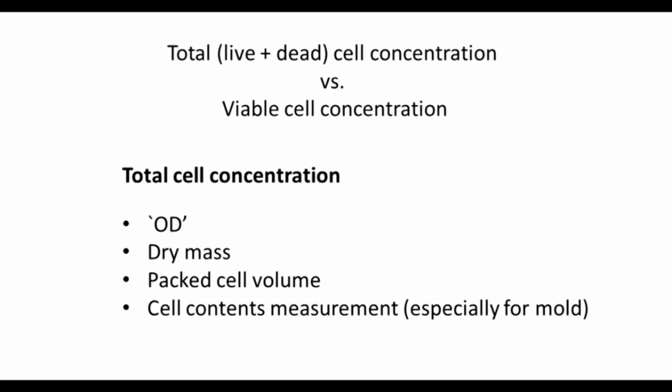The first one is what is called OD, or optical density. OD stands for optical density. It's a historic term. It doesn't represent what it measures, but we will talk about it. You could also measure dry mass. Take a sample, a large enough sample, dry it out completely, and then measure the mass. That mass came from a certain volume. Therefore, mass of the cells by the volume gives you the total cell concentration.